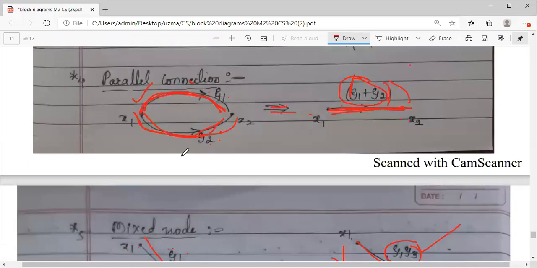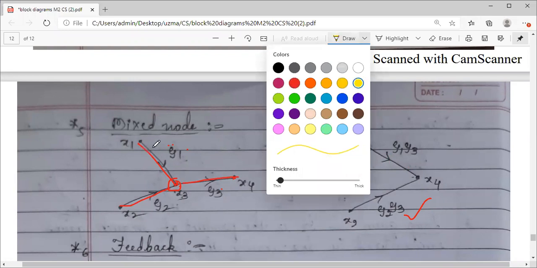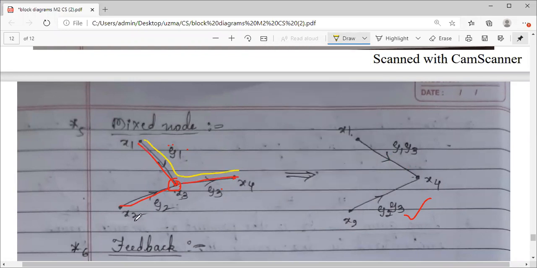Coming to the next, mixed node. Observe here, X3 is a mixed node where you have incoming signals and an outgoing signal also. Observe in this particular figure, you have one series connection and one more series connection. So whenever you come across a series connection, you can replace it by a single branch with the product of the gains, X1 and X3. Here also X2 and X3.